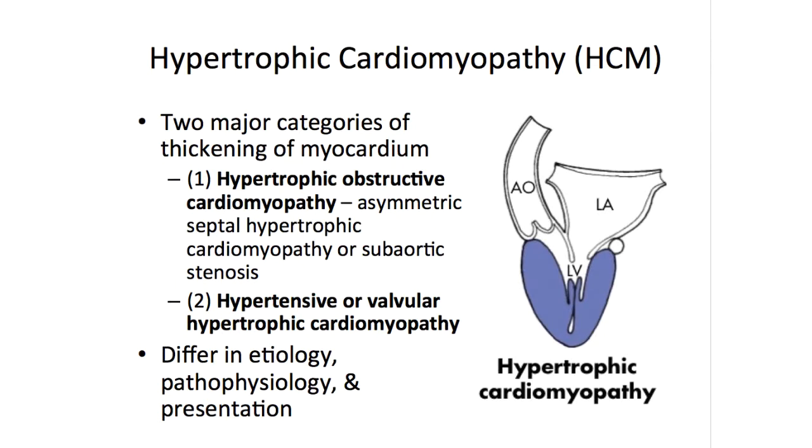In hypertrophic cardiomyopathy, the ventricle is thickened by the process of hypertrophy. This is often a result of pressure overload. There are two major categories of this condition: hypertrophic obstructive cardiomyopathy, which consists of asymmetric septal hypertrophic cardiomyopathy or subaortic stenosis. And the second category is hypertensive or valvular hypertrophic cardiomyopathy. These differ in etiology, pathophysiology, and presentation.